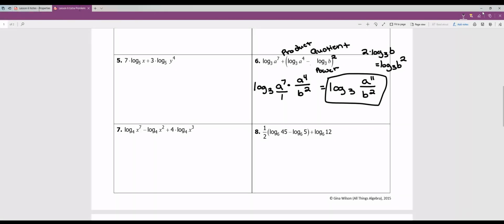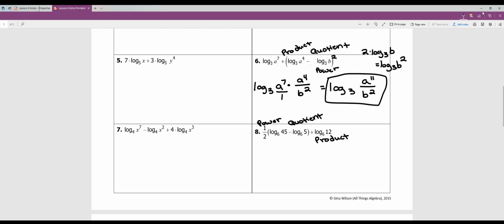All right, let's look at number 8 now. I have 1/2 times log base 6 of 45 minus log base 6 of 5, plus log base 6 of 12. This 1/2 on the outside tells me I have to use my power rule. This subtraction inside my parentheses tells me I'm going to be using my quotient rule. And this plus out here tells me I'm going to be using my product rule.